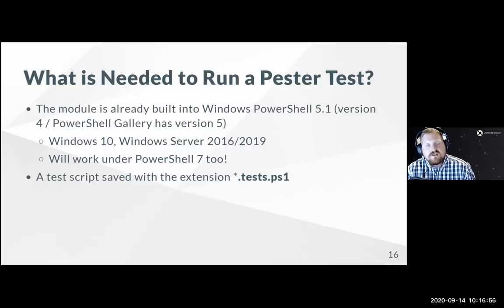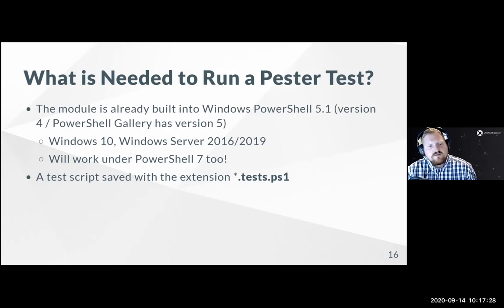So what is needed to run a Pester test, you might ask? As I mentioned earlier, this module is already built into Windows PowerShell version 5.1, and I believe that version is at version 4. But if you go out to the PowerShell Gallery, you'll be able to obtain the latest version plus older versions if you so desire. I want to say that the latest version is like 5.0.3, if I'm not mistaken, but it's a 5.0 release. I do know that for a fact.